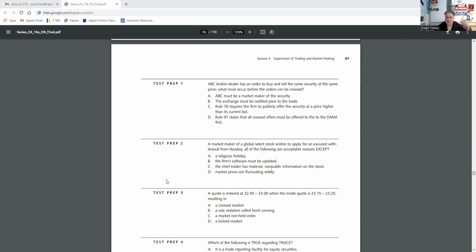Anyways, test prep 1. A broker dealer has an order to buy and sell the same security at the same price. What must occur before the orders can be crossed? So the New York Stock Exchange has what's called Rule 76. And Rule 76 says, how do you know there's not a better price available unless you take it into the crowd to see? So the answer here is C. It requires you to add a penny. I would know, by the way, it's a penny better. So Rule 76, New York Stock Exchange. The answer is C as in Charlie.